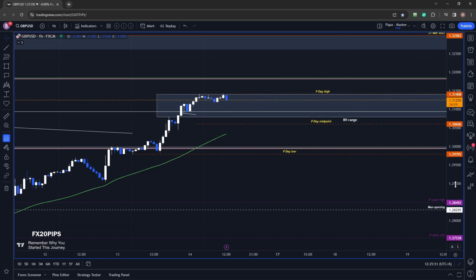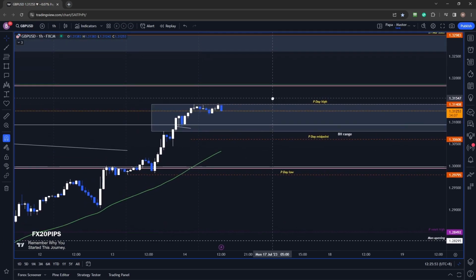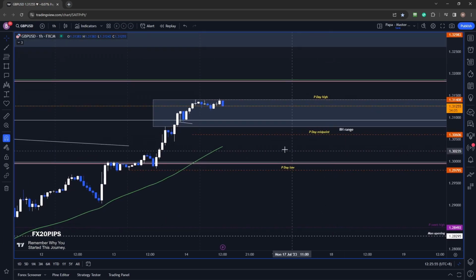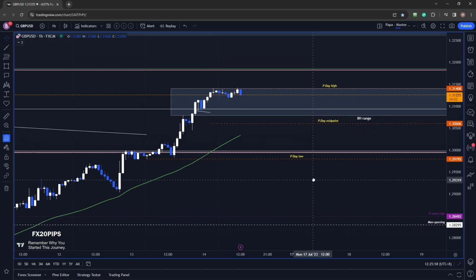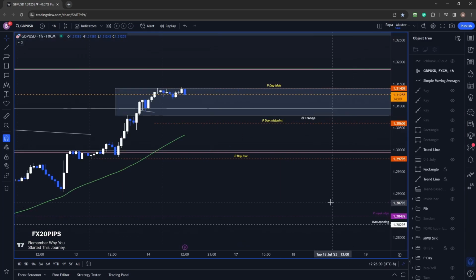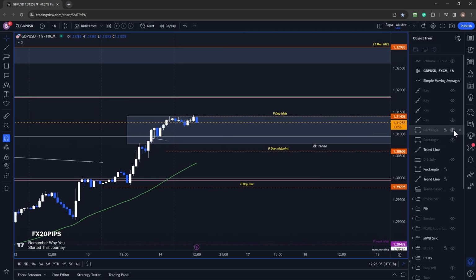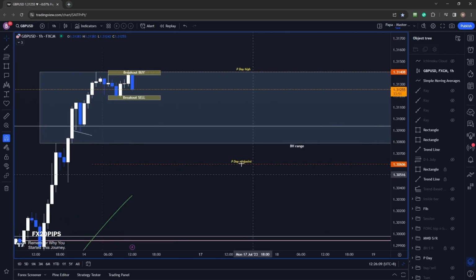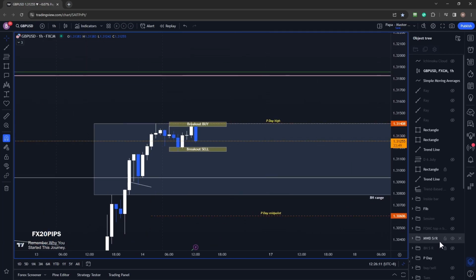Right, so here we have this. Okay, so now is 1 hour. Let's go to the breakout buy and sell, which I have drawn. Basically the idea is the wick and the body, I have the breakout buy, the wick and the body, I have the breakout sell. So that's it, very simple.